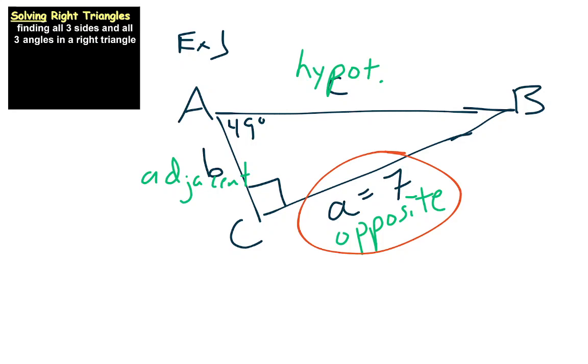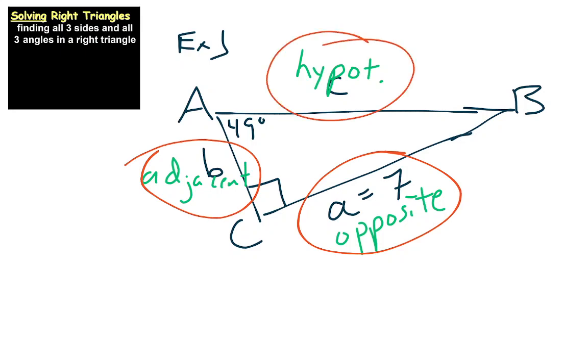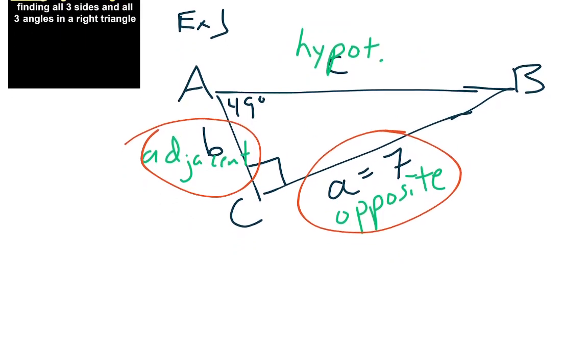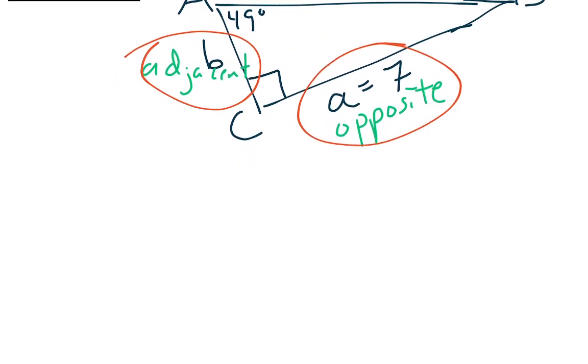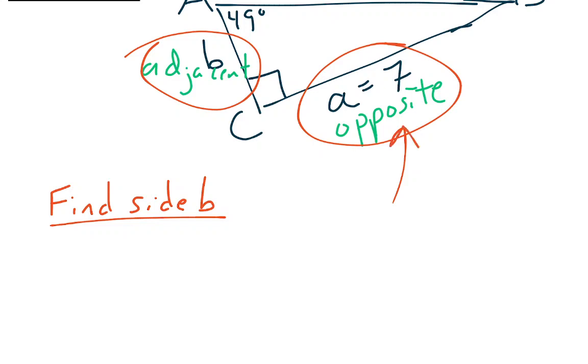And what side would you like to know? Would you like to know side B? Great. Would you like to know side C? That's fine too. The truth is we're going to need to find both. But for the purpose of this problem, why don't we start by finding side B? Now, to find side B, I need to pick a trig function that uses opposite, because that's what I know, and adjacent, because that's what I want to know. Opposite and adjacent. Tangent, right? We're going to use tangent because tangent is opposite over adjacent.